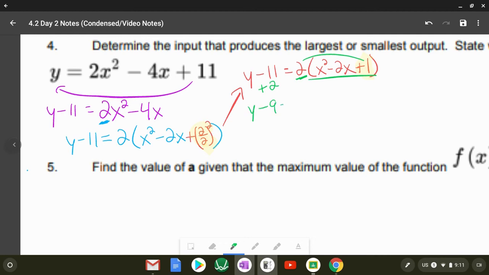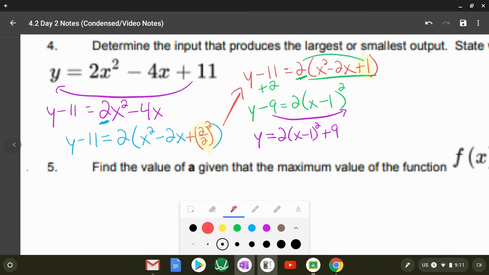So we have y minus 9 equals 2, and then that perfect square factor is x minus 1 quantity squared. And now we can go ahead and move it back. So we have y equals 2 times x minus 1 quantity squared plus 9, and here's your vertex.